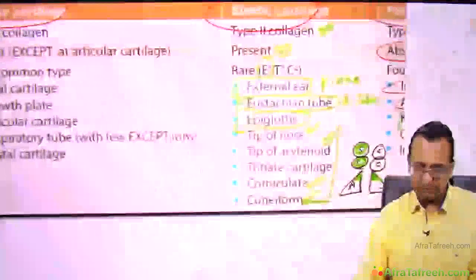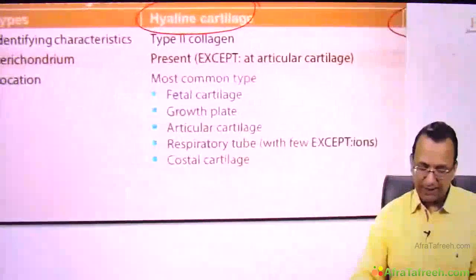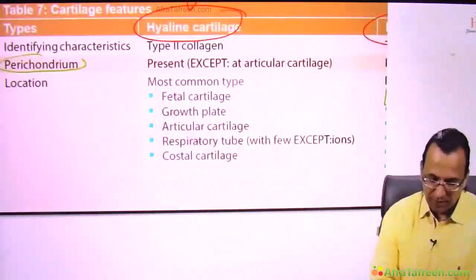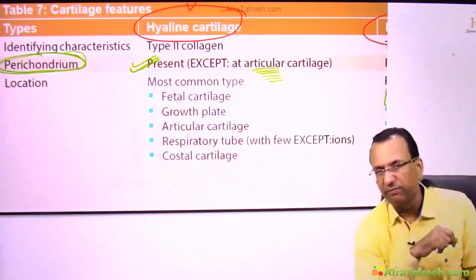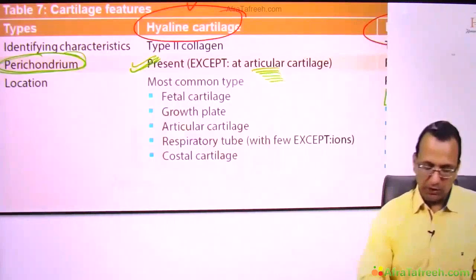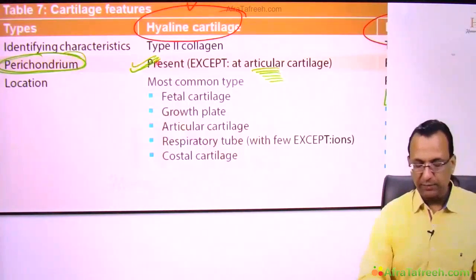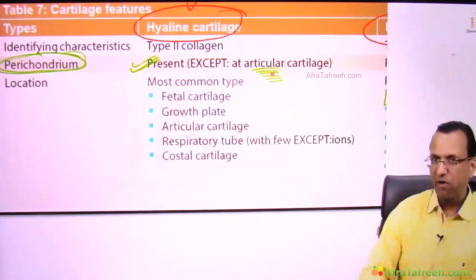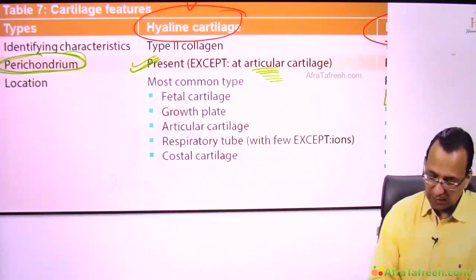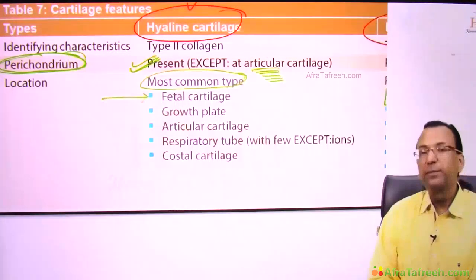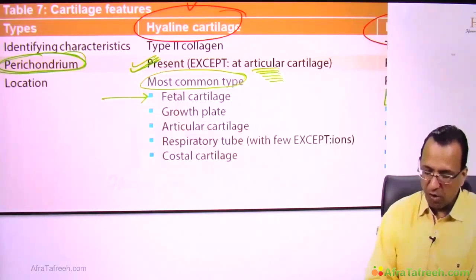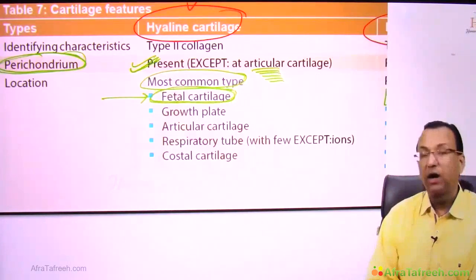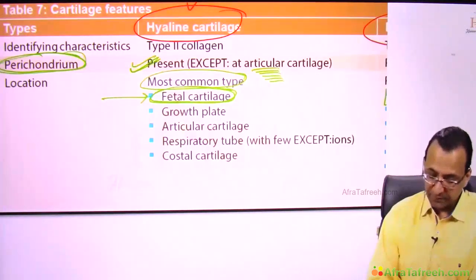See here. Does hyaline cartilage have perichondrium or not? Yes, of course, except the articular cartilage. Articular cartilages will not have perichondrium. So perichondrium is present in hyaline cartilage, but articular cartilages don't have perichondrium? No. And this is the most common type. The baby develops from hyaline cartilage. Later bones will form. So almost all the bones are hyaline cartilage in the beginning.